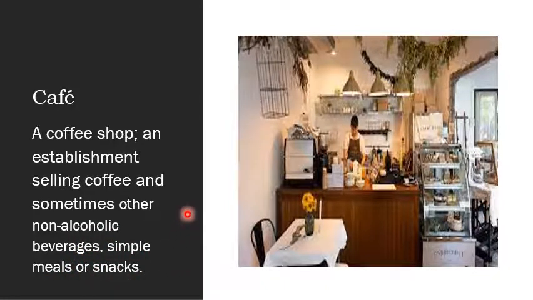So we usually go there at lunch. As you notice, when some of your teachers ask you to buy food, they usually go there and drink some coffee or eat some snacks. So that is the difference between a cafe and a restaurant. A cafe is just a small eatery. It is usually a coffee shop, and they just sell some simple snacks or meals.